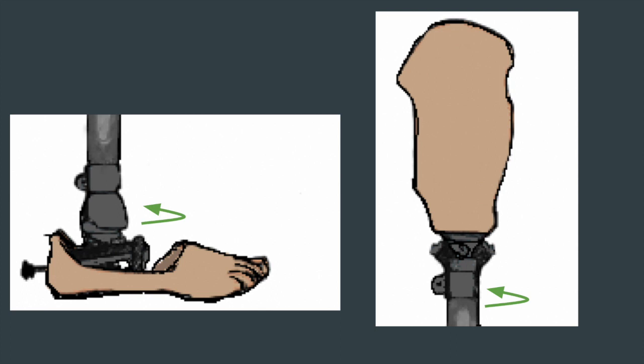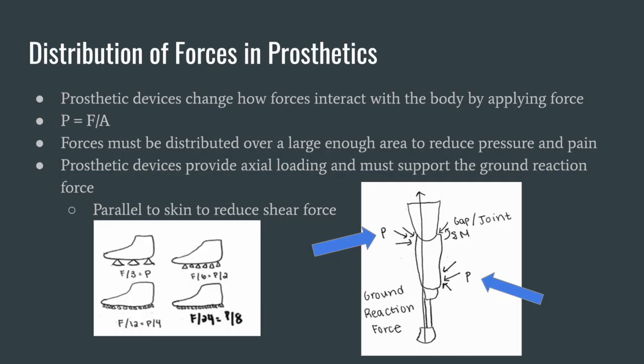The net or total loads have to be equal to 0 in order to achieve equilibrium. If they do not equal 0, then the prosthetic will break. The distribution of forces is important in prosthetics because a prosthetic device changes how forces interact with the body by applying force over a certain area.